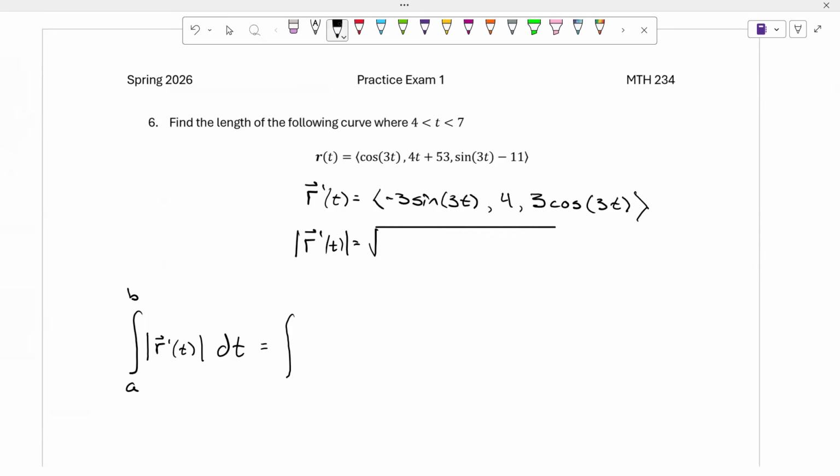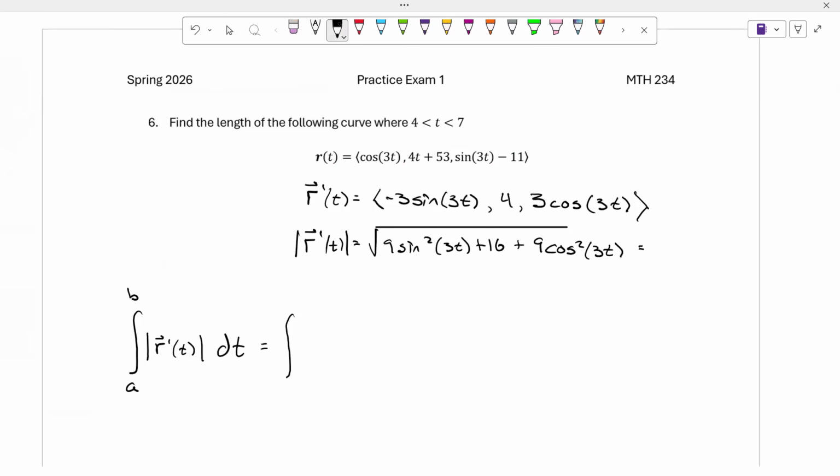And it looks like it's going to be the square root of 9 cosine squared of 3t plus 16 plus 9. Well, it wasn't wrong to say cosine squared, but I was trying to follow the pattern above. So it probably should have been 9 sine squared of 3t plus 16 plus 9 cosine squared of 3t. And then I think that simplifies rather nicely.